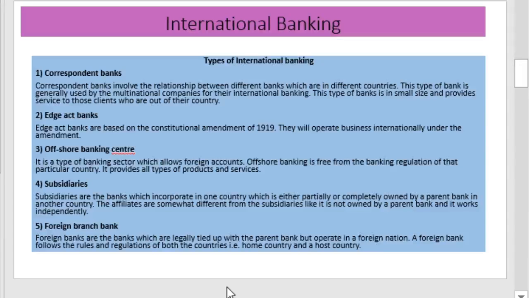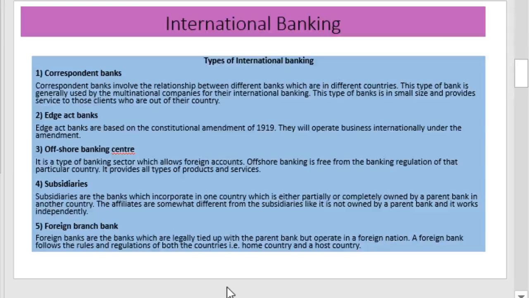Edge Act banks are based on the constitutional amendment of 1919 in the US. They operate business internationally under the amendment. That is, this provision for international banking facilities was provided by the amendment of 1919. It is mainly in the US. Then another type is offshore banking centers.